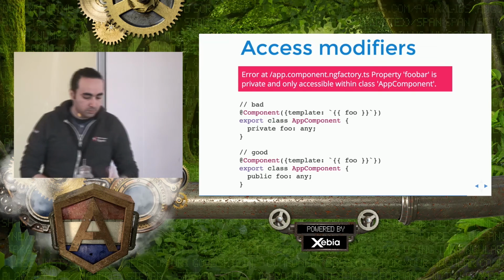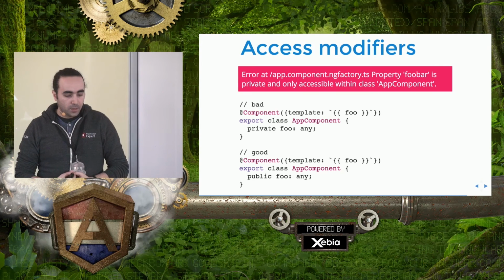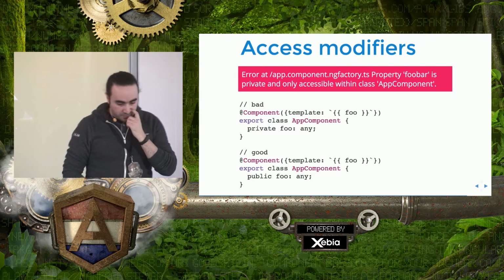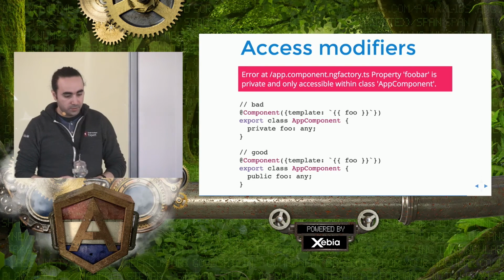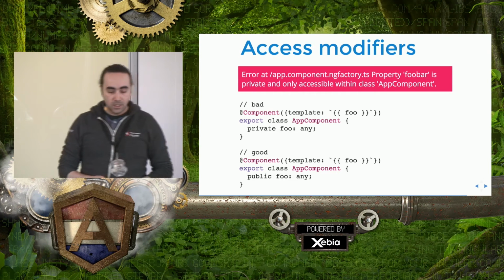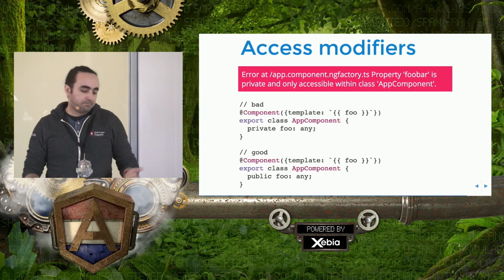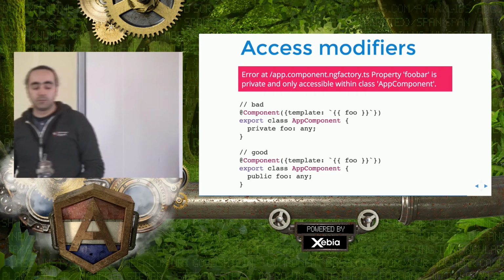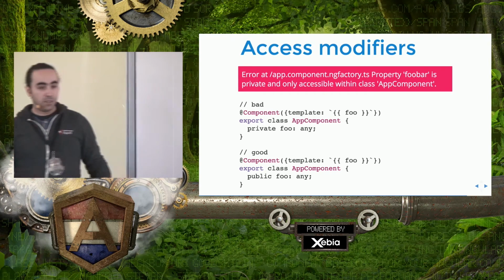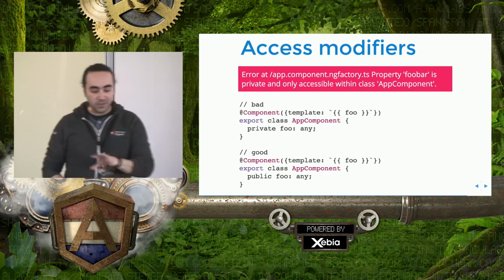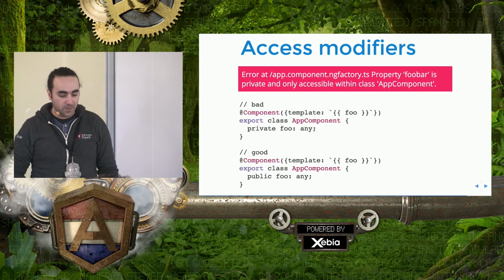Next error is related to access modifiers. For instance, in your component, if you used to have private properties, maybe some of them will crash because of this error, so you need to make them public. Don't yell at me. It's not my fault. This is what I discovered while running through this talk.